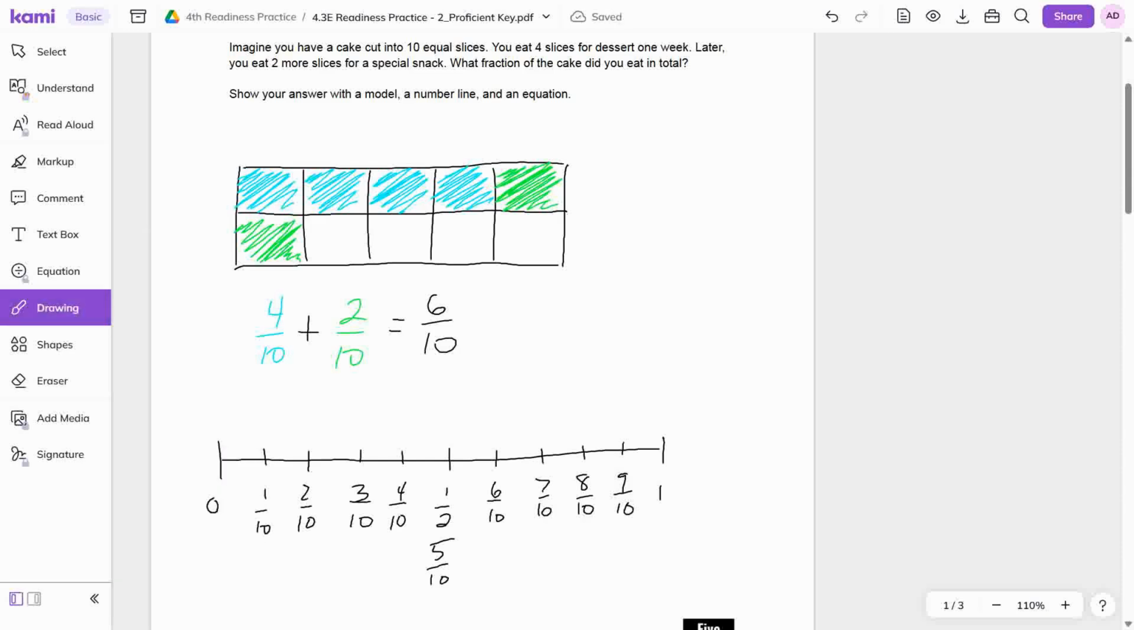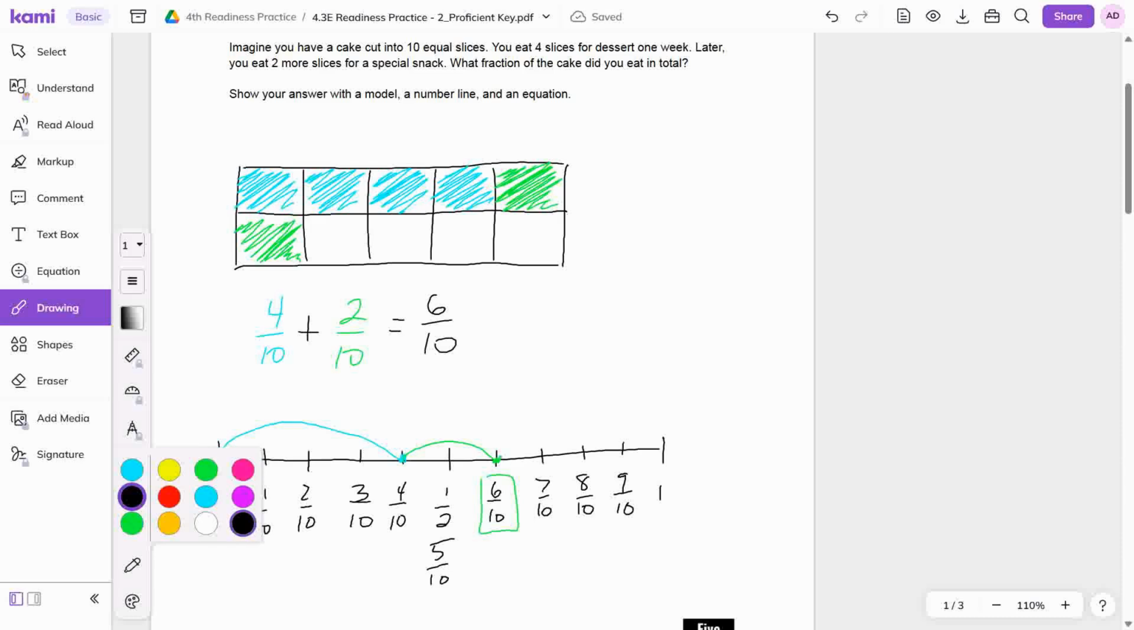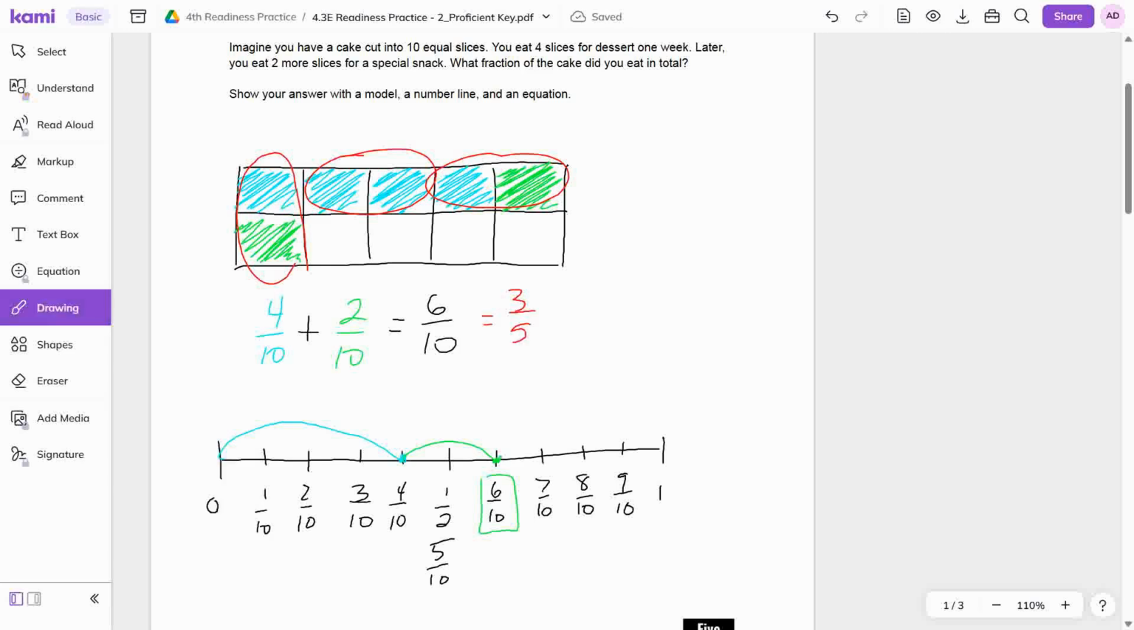So if I'm going to start with 4 slices, I'm going to go from 0 to my 4/10. Then 2 more slices is going to get me up to 6/10, right there. Now, you should notice that your 6/10 can be simplified. If we look at it in sets of 2, we can have 1, 2, 3 sets of 2, and there's 5 total sets of 2, so 3/5. Either of those work, and that's going to be our model, our number line, and our equation.